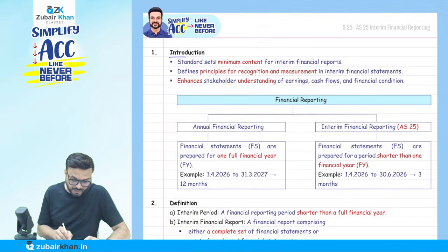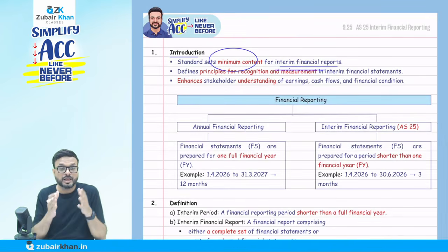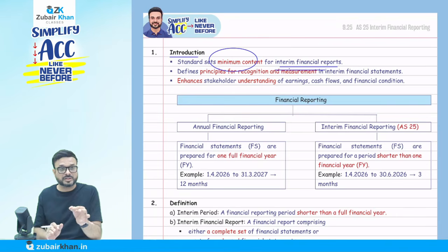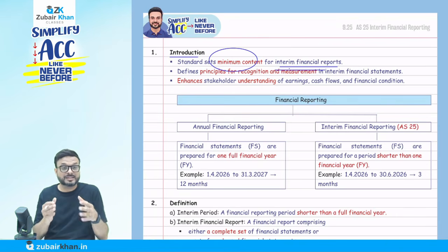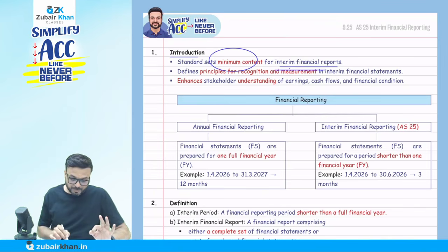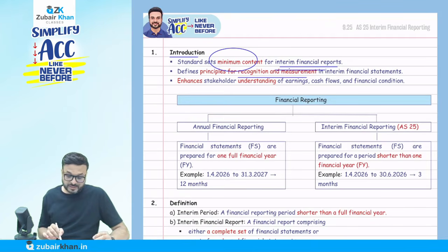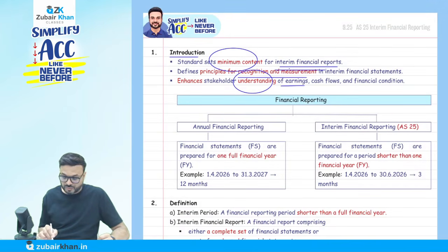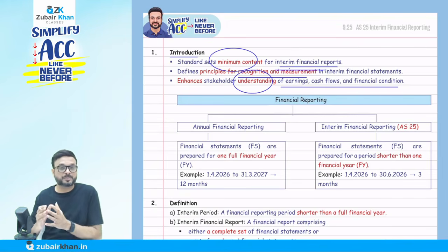What it says here is a standard set of the minimum content for the interim financial report. What is an interim financial report? First of all, it is shorter. It is not a financial statement for the whole year. We are preparing a financial statement which is less than the whole year. It might be 3 months, 6 months, 9 months, whatever. It defines the principles for recognition and measurement in interim financial statements and helps the stakeholders' understanding of earnings, cash flow, and the financial condition. Obviously, quarterly also we will come to know how the company is performing.